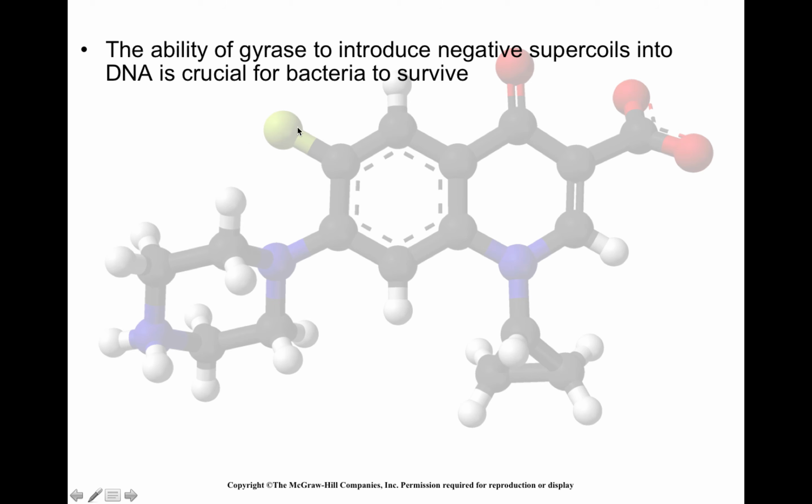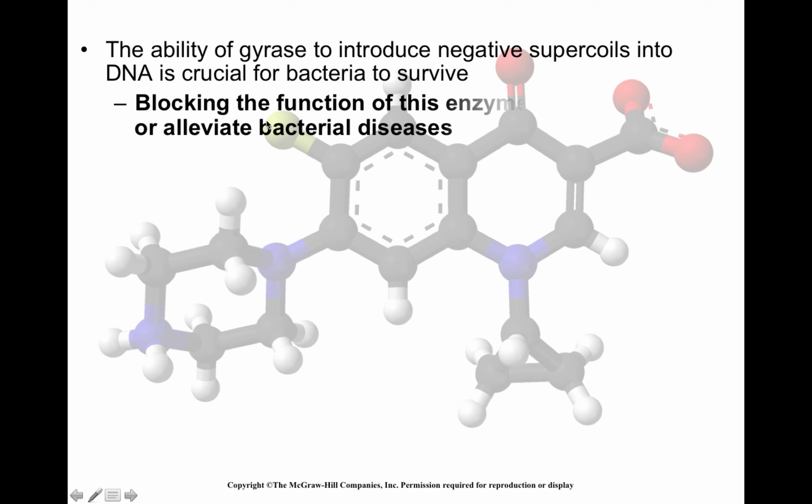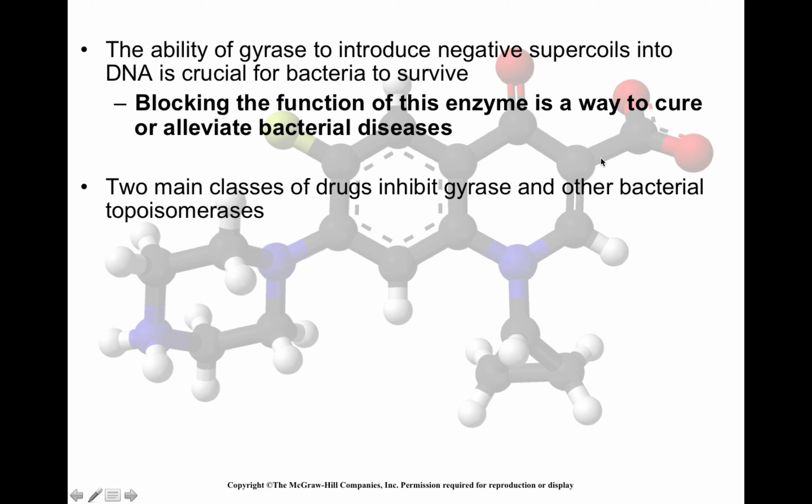The ability of gyrase to introduce supercoils into DNA is crucial, absolutely crucial, for the bacteria to survive. If the DNA gyrase is inhibited, the bacterial cell will not survive. So blocking the function of DNA gyrase is a way to cure or alleviate bacterial diseases. Two main classes of drugs inhibit bacterial topoisomerases. Topoisomerases are the big class of enzymes to which DNA gyrase belongs. Those two classes of drugs are quinolones and coumarins.